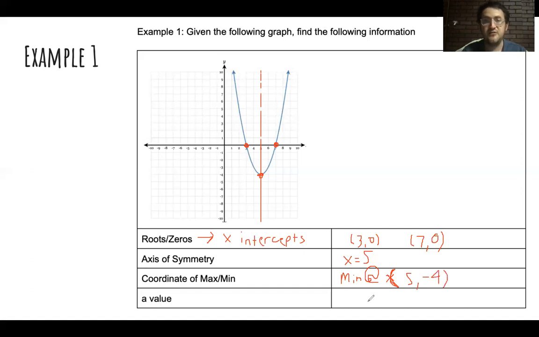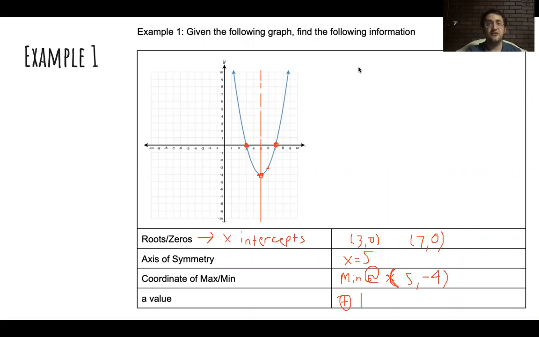And then the a value. One thing we know for sure is that it is positive. And another thing we can tell is that since we are going up by 1, and then going up by 3 more, it's a standard width. So that a value is going to be +1.